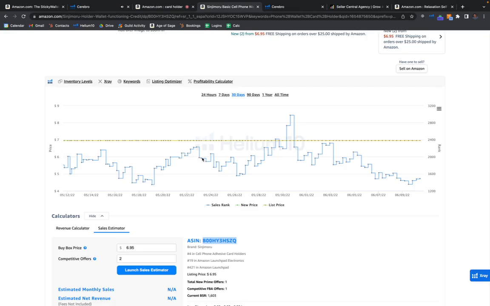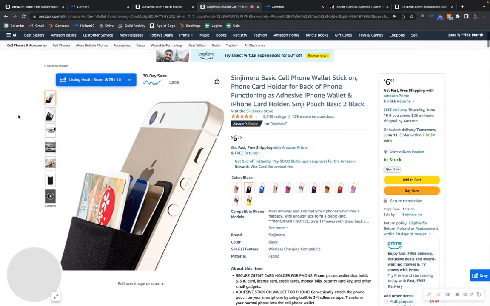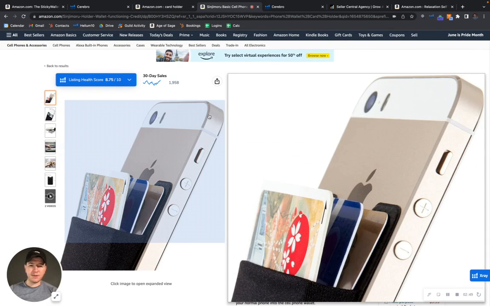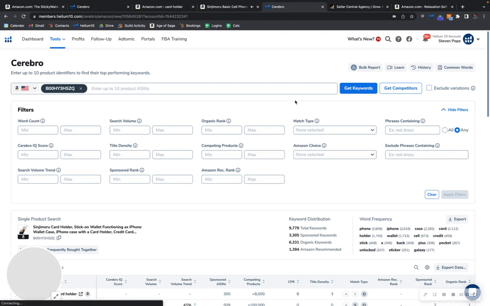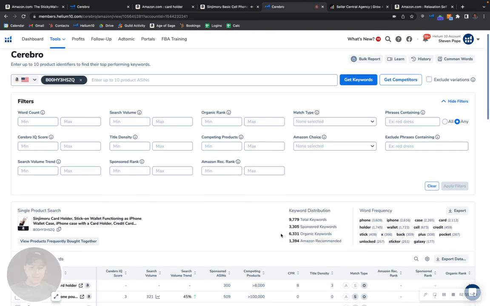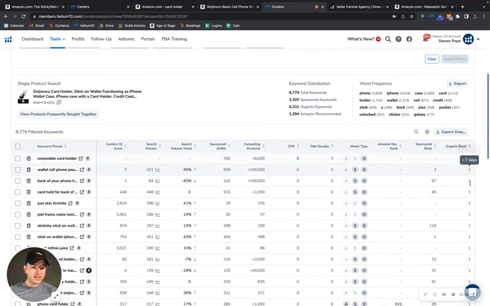So I actually searched one of your competitors here, and I'm not doing any product comparisons. That's not what I'm looking to do. I know it's a different offering. What I want to show you is their PPC and SEO strategy. As you can see, they have 3,000 sponsored keywords and 6,000 organic keywords, okay? And this is why they're selling like they're selling.